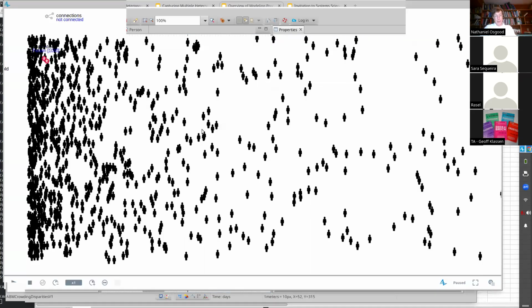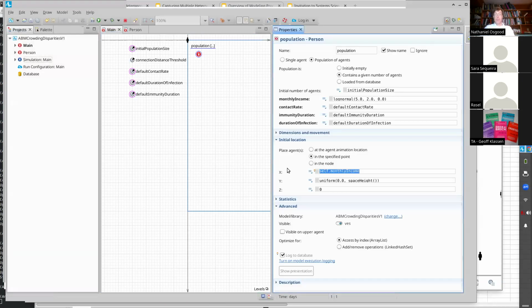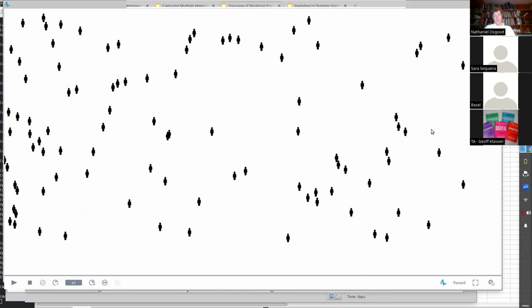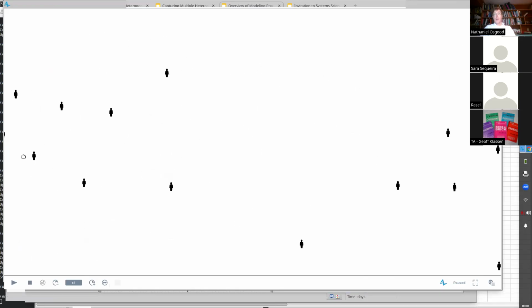What determines their X location? What's determining the X location? Their income. Income. So who are these folks way over here on the right? I'll give you a hint. This is increasing X. So who are these folks over here on the right? Those are rich people. Yeah, those are rich people.